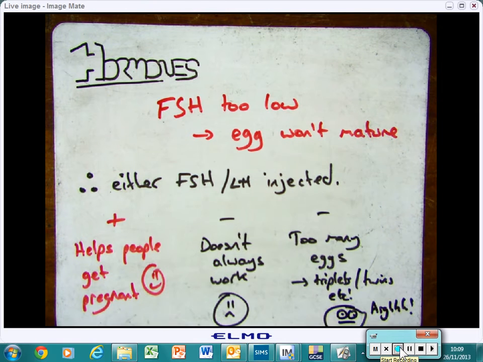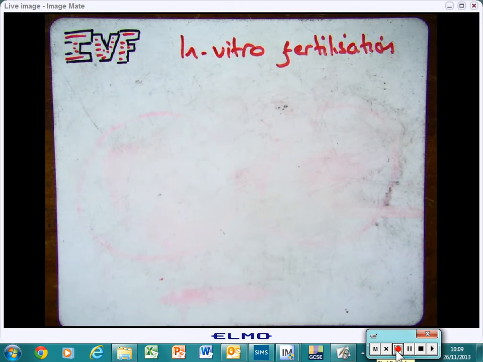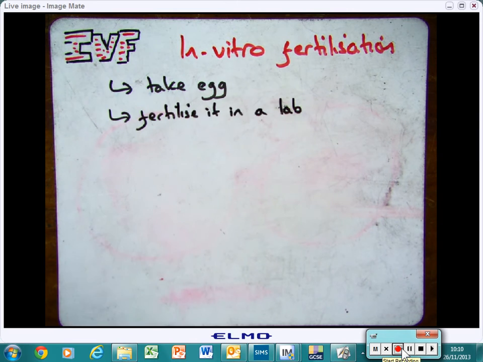Okay, so the next one we're going to have a look at is IVF. Now, from the additional, you should be able to remember that IVF, the other word for that is in vitro fertilization. So this is where they take the egg from the mother, fertilize it in a lab, and then transfer it to the womb. Now, if the female can't get pregnant, they can use a donor egg, but we'll look at that in a bit more detail when we get onto surrogacy later on.